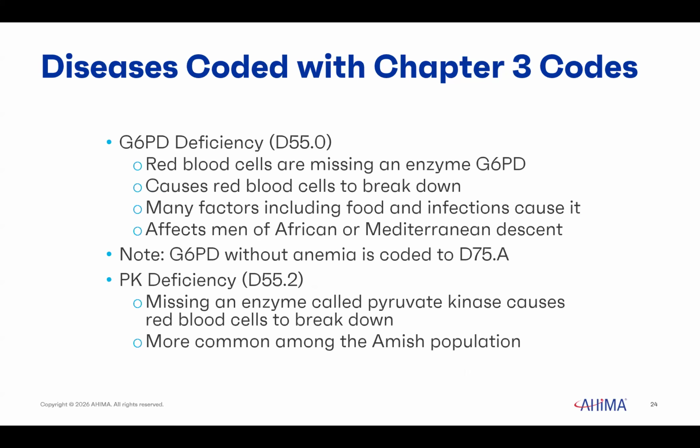G6PD deficiency means that the red blood cells lack an enzyme and therefore break down more easily. It's common in men of African or Mediterranean descent. Pyruvate kinase deficiency is similar and more common in the Amish. Both can be triggered by certain foods or certain infections.